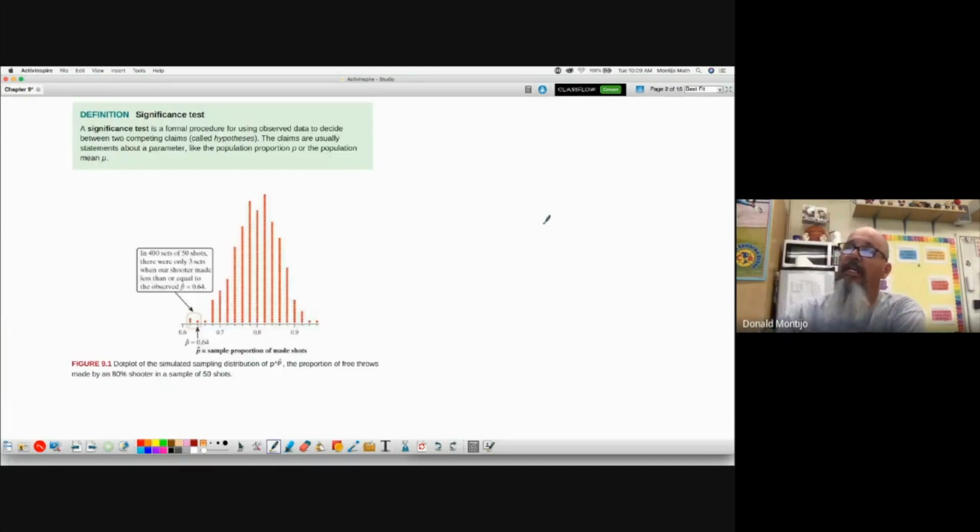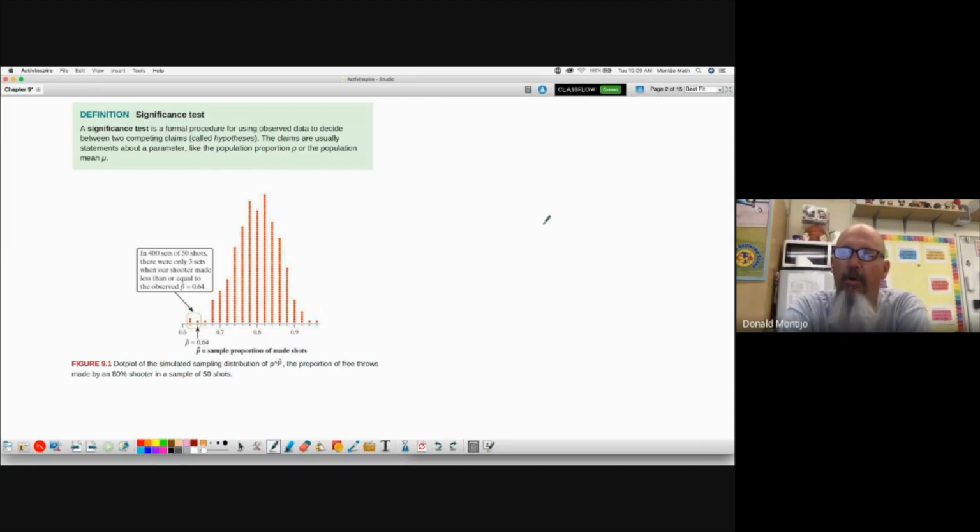So, what is a significance test? It's a formal procedure for using observed data to decide between two competing claims called hypotheses. The claims are usually statements about the parameter. I'm going to say that the claims are always statements about the parameter, p or mu.